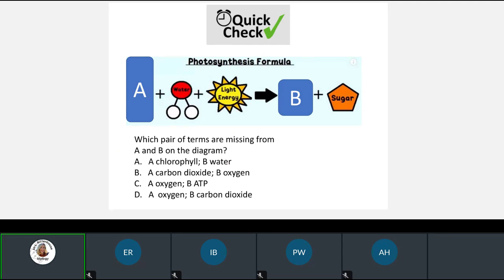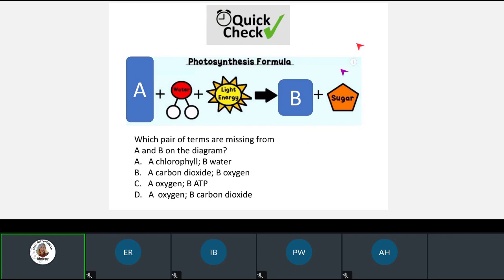Ireland, do you want to read this for us? Sure. Well, polling, okay. Which pair of terms are missing from A and B on the diagram? A chlorophyll, B water; B a carbon dioxide, B oxygen; C A oxygen, B ATP; D A oxygen, B carbon dioxide. Goodness, it's confusing. Awesome. Good job.